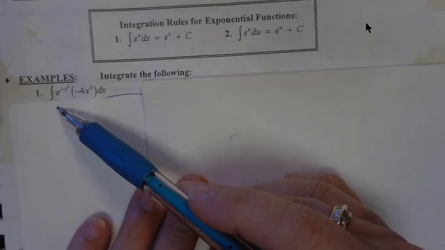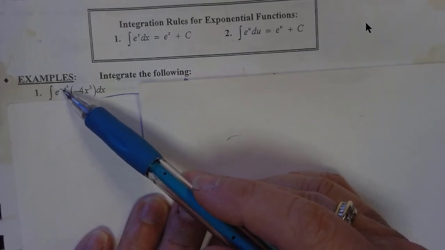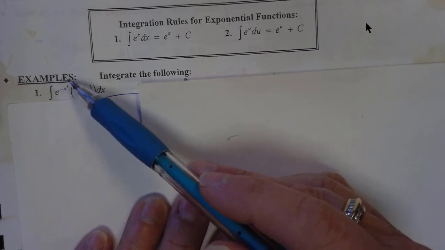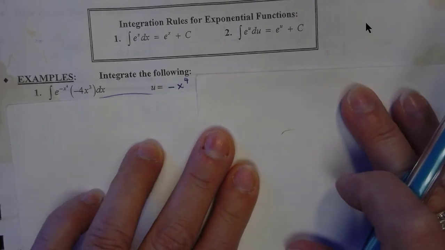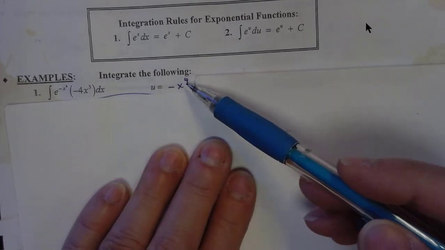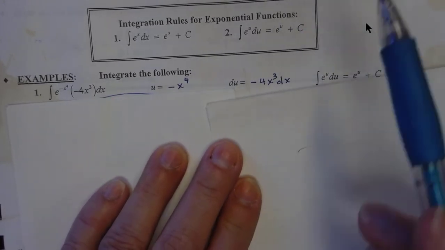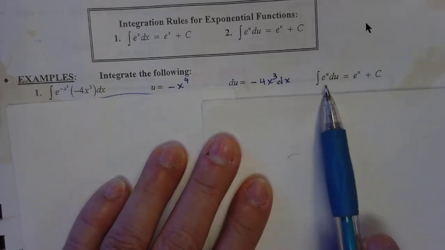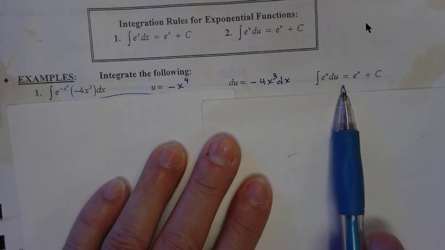So let's look at the problem. E to the negative x to the fourth times negative 4x cubed dx. I want to integrate that. You will notice our u is negative x to the fourth. And our du is negative 4x cubed dx. I have exactly that. So I have exactly my e to the u du pattern.